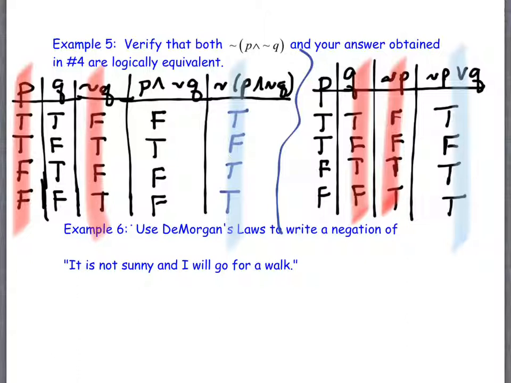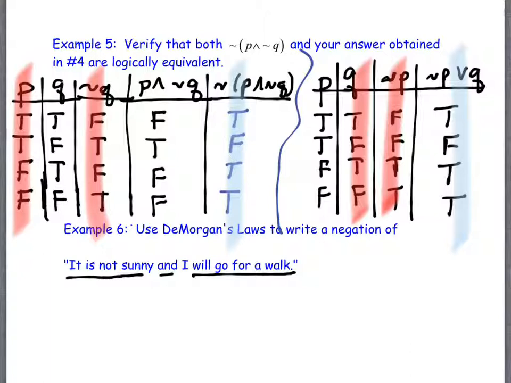All right, last thing before we go, we're going to use De Morgan's laws for this statement because it's easy. It's just a writing one. I'm supposed to use De Morgan's laws to write a negation of the statement: It is not sunny, and I will go for a walk. So there are 3 pieces that you have to negate. There's the first statement, there's the connective in the middle, and then there's the last statement.